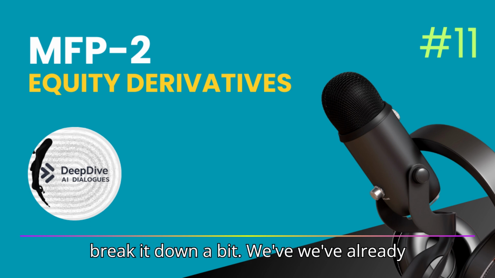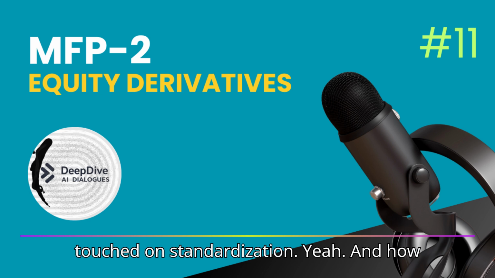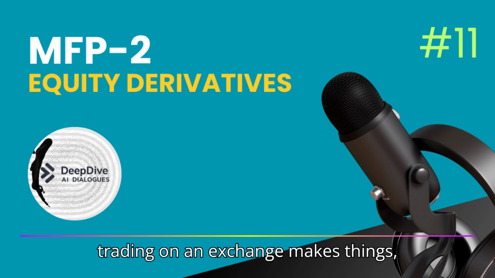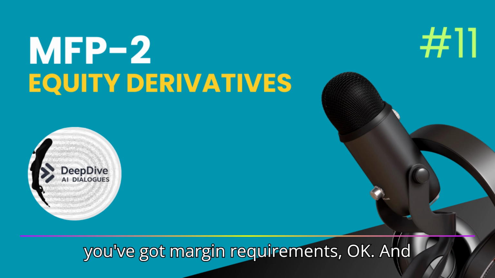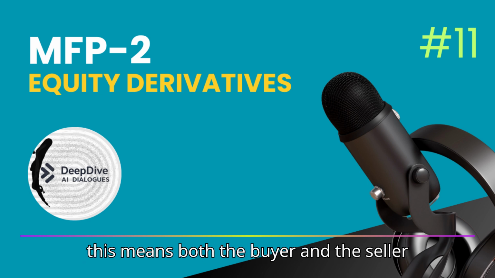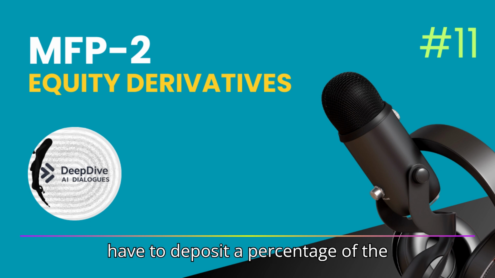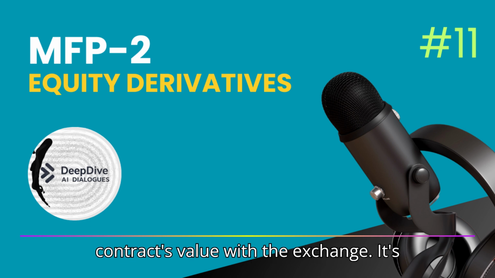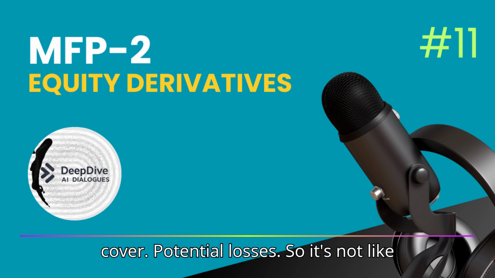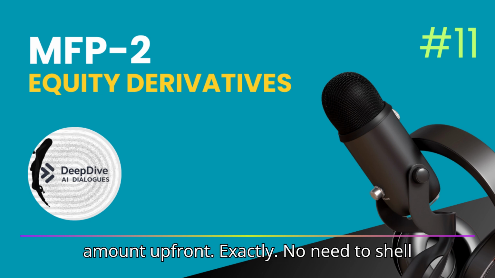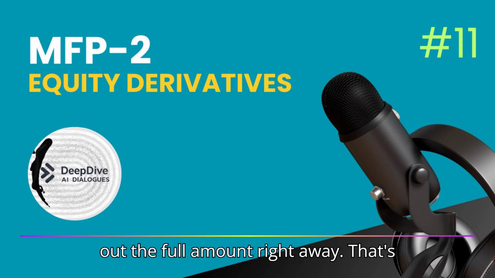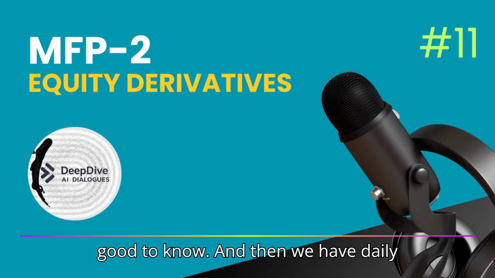Let's break it down a bit. We've already touched on standardization and how trading on an exchange makes things more transparent. But then you've got margin requirements. This means both the buyer and the seller have to deposit a percentage of the contract's value with the exchange. It's a guarantee that they can cover potential losses. So I don't need to cough up the entire amount up front. Exactly, no need to shell out the full amount right away. And then we have daily settlement.